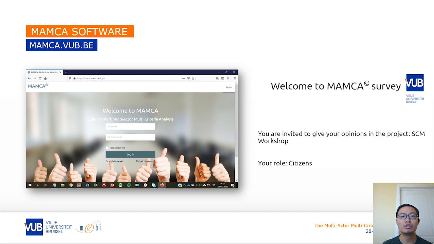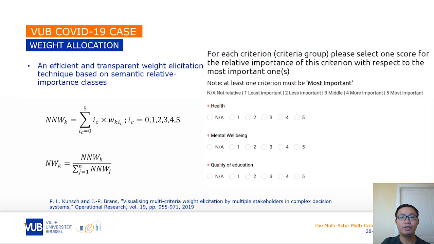Also, the decision makers have an option to ask stakeholders to evaluate alternatives or not, while the weight allocation of criteria is a must. An efficient and transparent weight elicitation technique is proposed, which is based on semantic relative importance classes. Stakeholders are required to weigh the criteria based on their priorities. They need to represent relative importance on an ordinal score level. The scale is chosen based on the magical number 7 plus or minus 2.